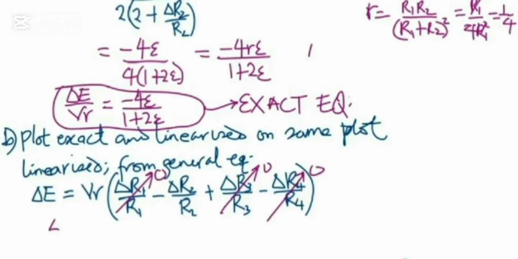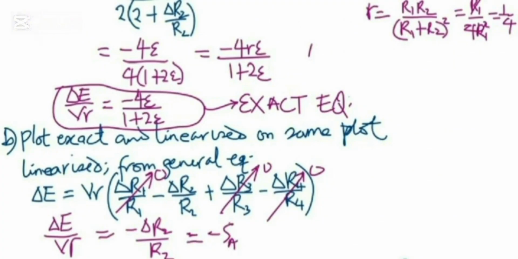So in this case, we are going to end up with the change in E over E, change in output voltage over initial voltage, divided by a constant R, is equal to minus change in R2 over R2. And this is the same thing as change in R2 over R2, which, remember, is equal to SE. The sensitivity is equal to SA. Change in R2 over R2 is equal to SA multiplied by the strain.